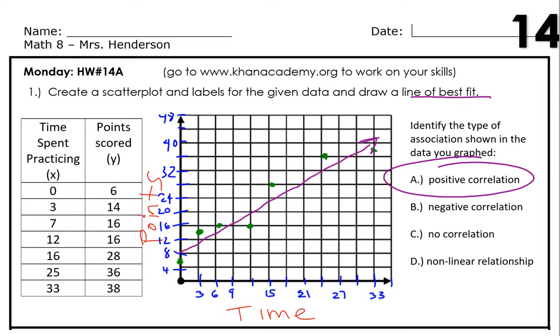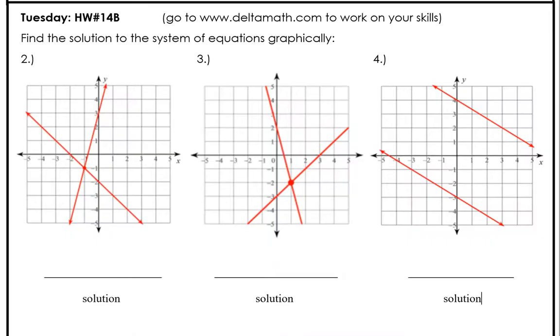In the second box here, we have to find the solution to a system of equations graphically. So we're looking for an ordered pair, right? That's an x and y value, and that needs to satisfy both lines, right? So you are a point on both of those lines. So that would be this intersection point here.